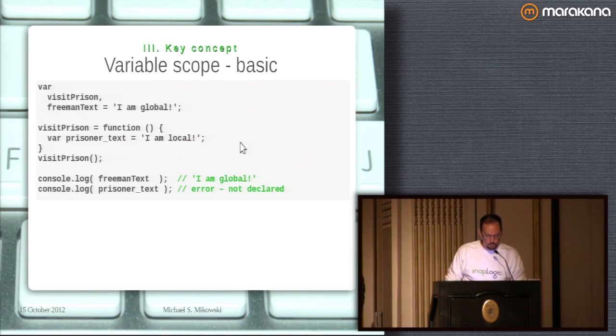Okay, let's talk about variable scope a little bit. Scope in JavaScript, as most of us probably already know, is functional. In other words, if you want to scope something, put it in a function. In this example here, you're seeing this freeman text, which is declared at the top level or global scope, and when we log it, its value is presented. However, this prisoner text does not escape outside of this function, and therefore when you try to log it down here, it shows up as not declared. You'll actually get an error.